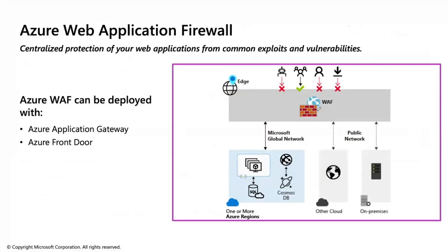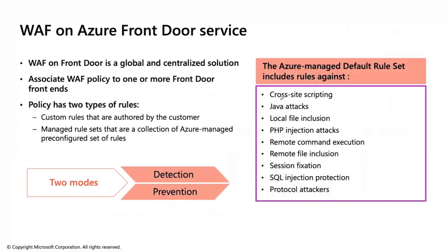So basically WAF protects your organization against cross-site scripting, Java attacks, local file inclusion, PHP injection attacks, remote command execution, remote file inclusion, session fixation, SQL injection protection, protocol attackers, and many different things we see here. So we can use this in Azure Front Door or in Azure Application Gateway: regional in Application Gateway and global in the Front Door service.